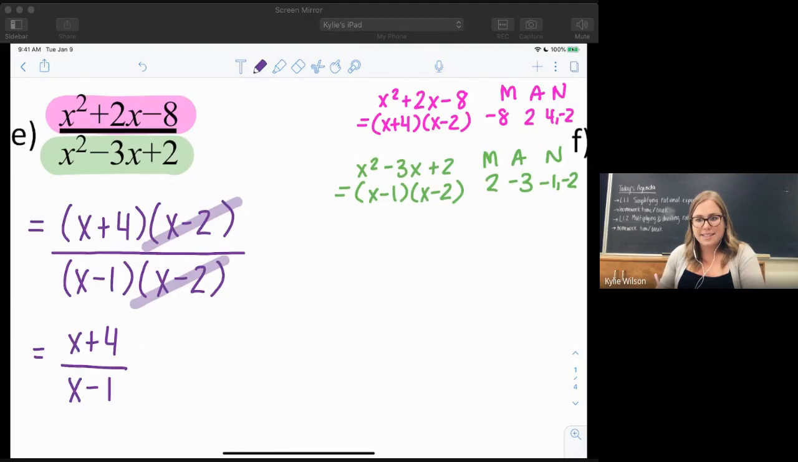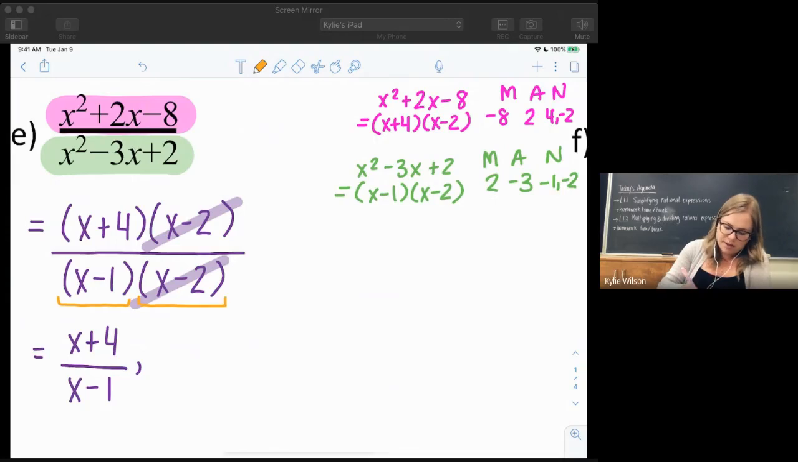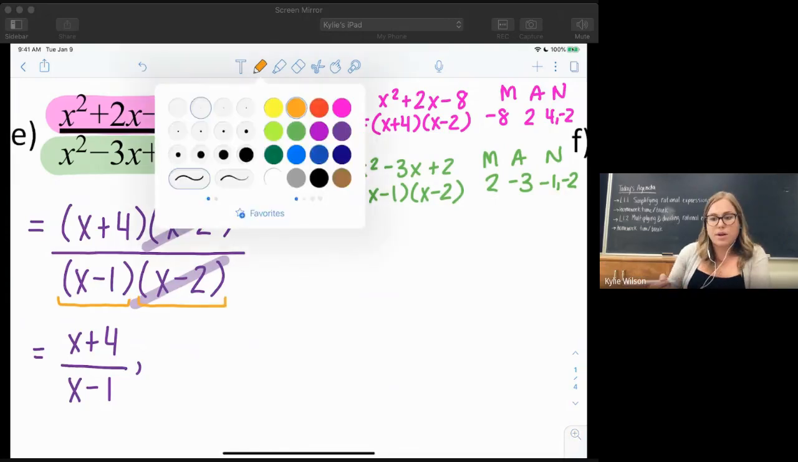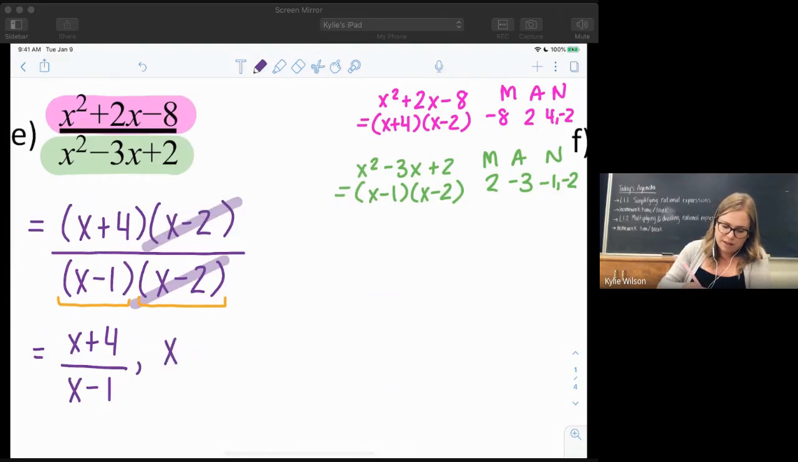Next, I need to do my restrictions. So what would make the denominator 0? If this is 0, that would make my denominator 0. If this is 0, it would make my denominator 0. So x cannot equal 1 from the first bracket or 2 from the second bracket.